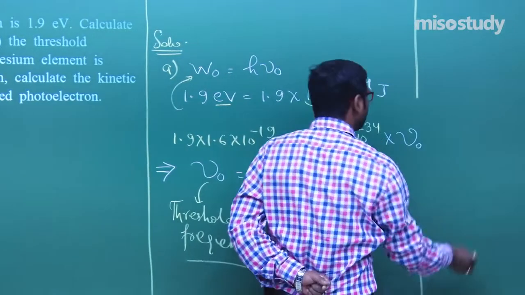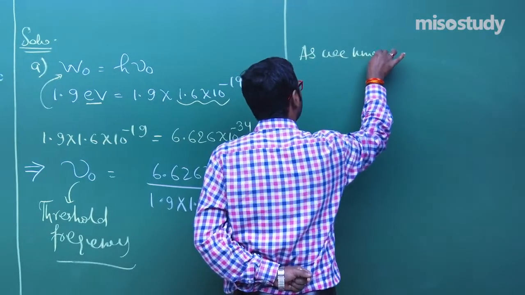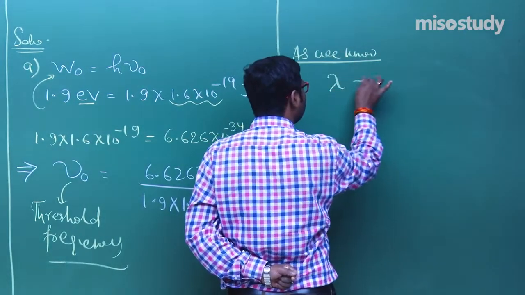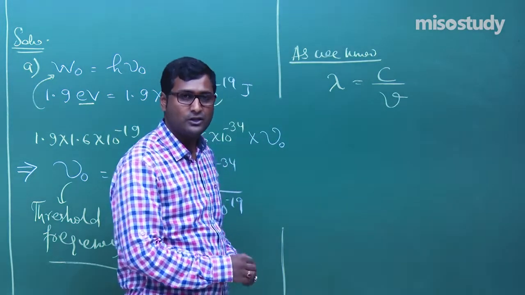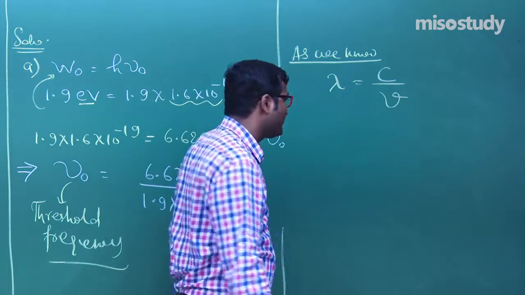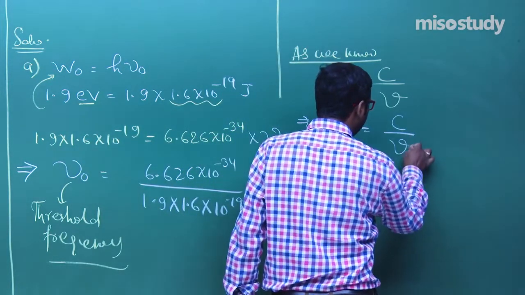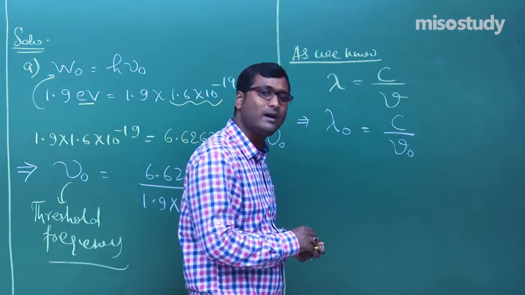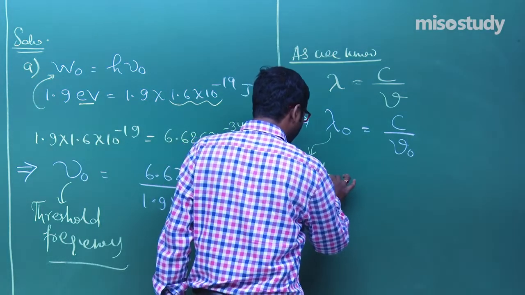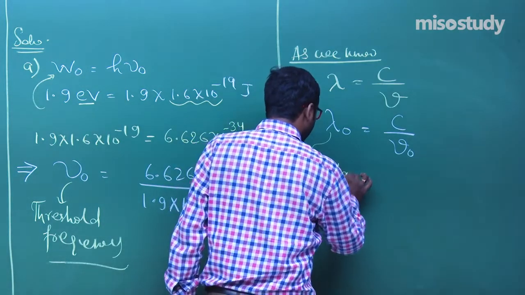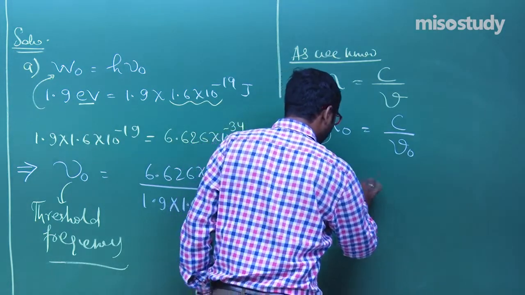As we know, again, lambda is equal to c upon nu. That is the relation. c is the velocity of light and nu is the frequency. So in this case, lambda naught is equal to c upon nu naught. Lambda naught is threshold wavelength. Clear to you?